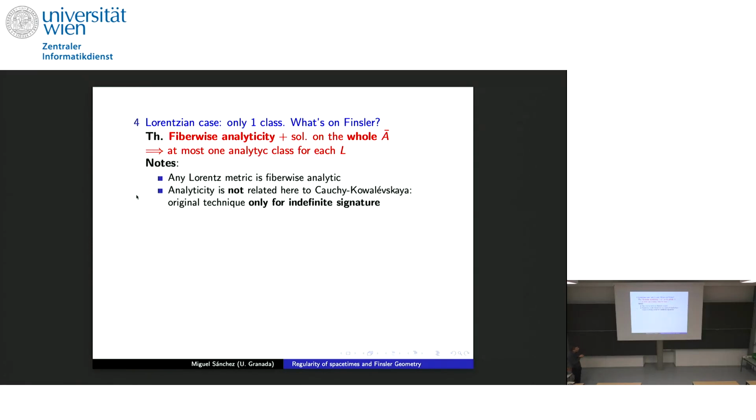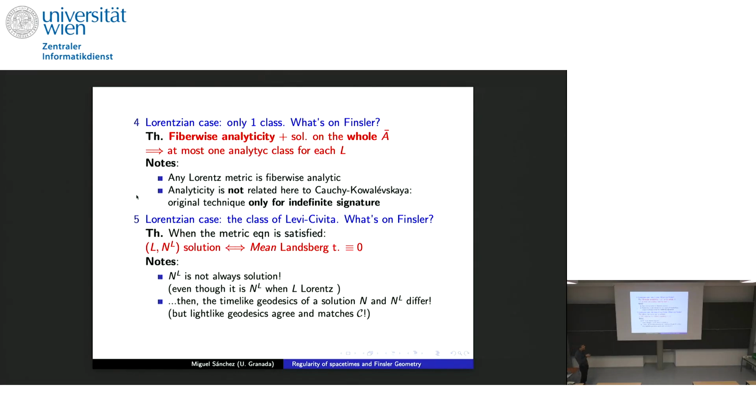It is worth pointing out that analyticity is not related here to the Cauchy-Kovalevskaya theorem. It is because some original technique is valid precisely in indefinite signature, not in the Riemannian one. Moreover, in the Lorentzian case, we have not only one class, but this class is exactly the class of the Levi-Civita connection. What about the Finslerian case? In the Finslerian case, the class of the Levi-Civita connection is a solution if and only if a contraction of the Landsberg tensor, which is called the mean Landsberg tensor, which essentially is a one-form, is equal to 0.